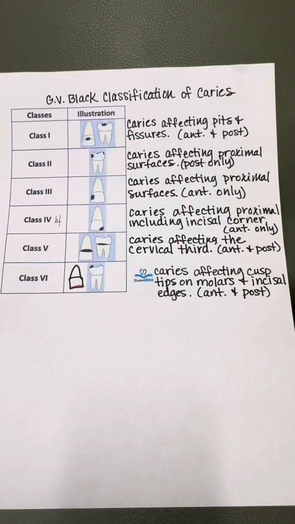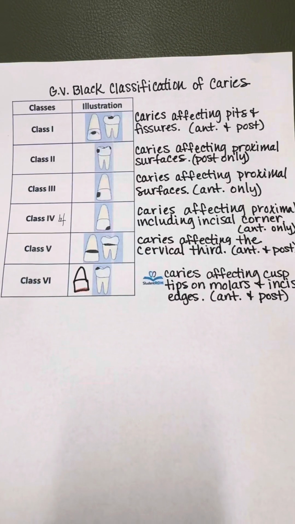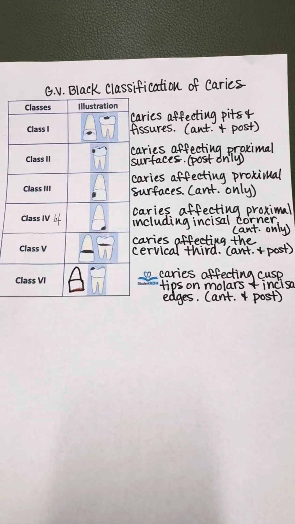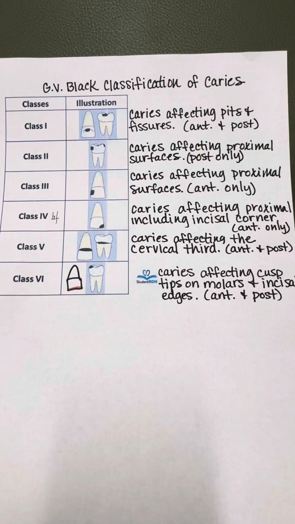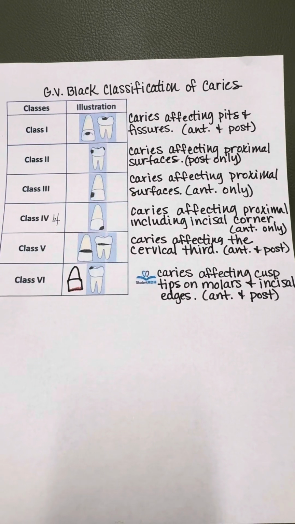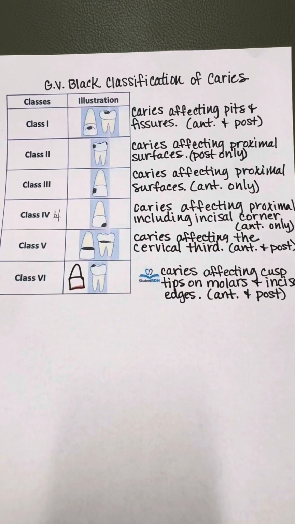Class 5, very popular. I would say out of all the classifications, class 1 and class 5 are the most common areas to get cavities. So class 5 is caries affecting the cervical third, anterior and posterior. It's right at the gum line.